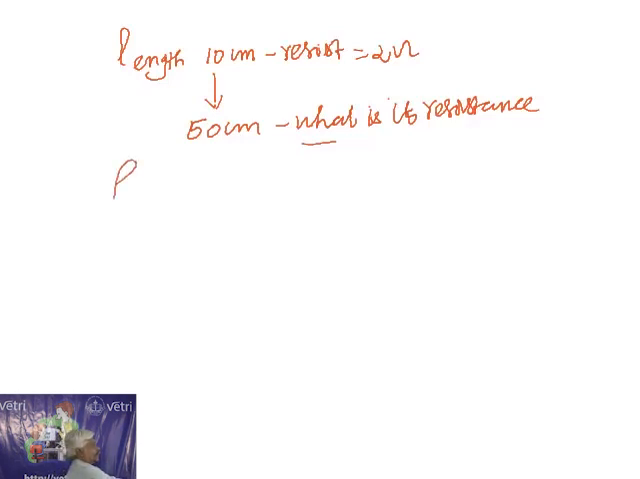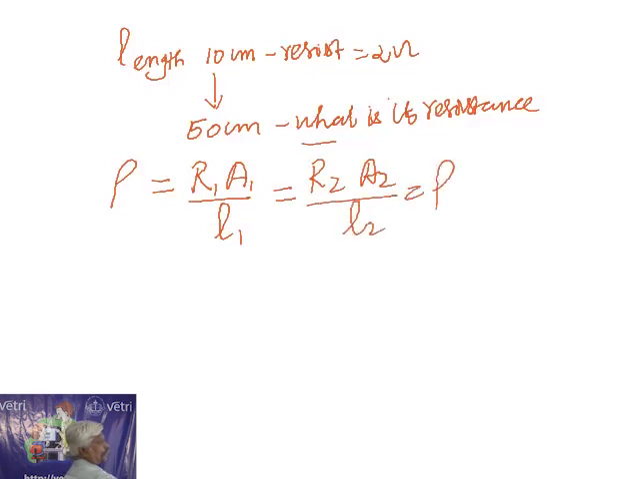We know the specific resistance formula RA by L. Here the problem is concerned with the same wire. One wire is stretched, that's all. We are not taking two different wires. Because it is the same wire, both have the same material, so their specific resistance will be the same. That means R1 A1 by L1 must be equal to R2 A2 by L2, which is also equal to rho.